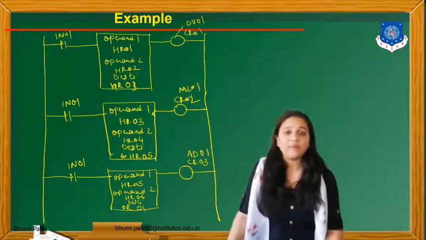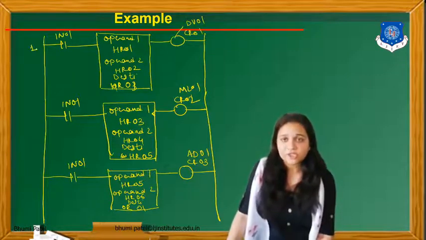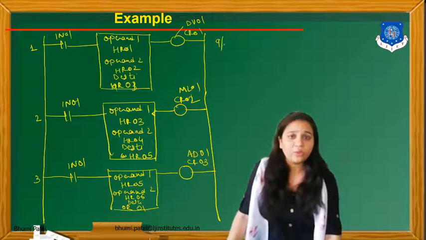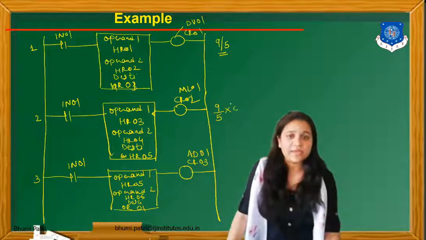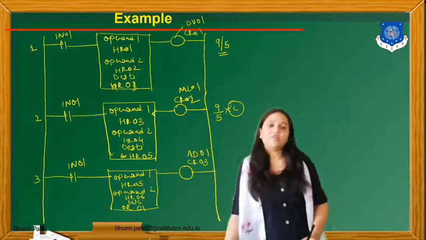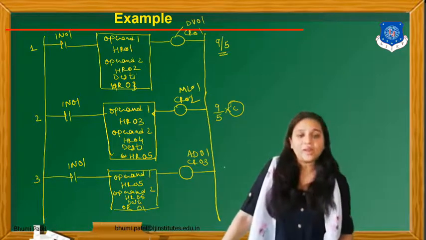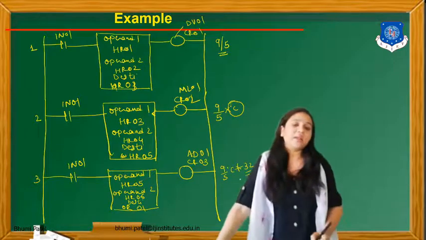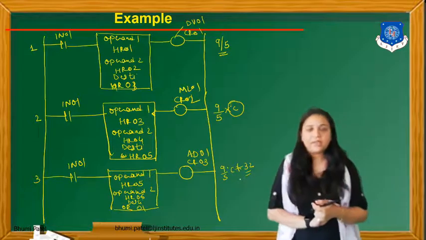After the addition, after adding the 32, we get the exact value of the Fahrenheit. This is my first rung, this is my second rung, and this is my third rung. After the first rung, we know the value of 9 by 5. After the second rung, we know 9 by 5 into Celsius. For different values of temperature, we get different values. After the third rung executes, we get 9 by 5 into Celsius plus 32. So we get the answer for this particular example.